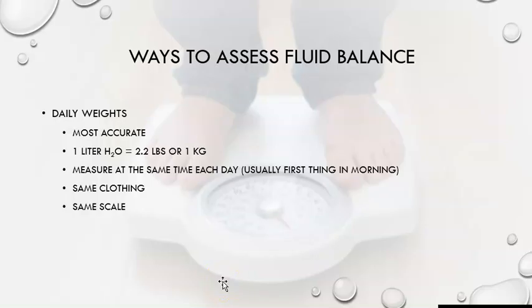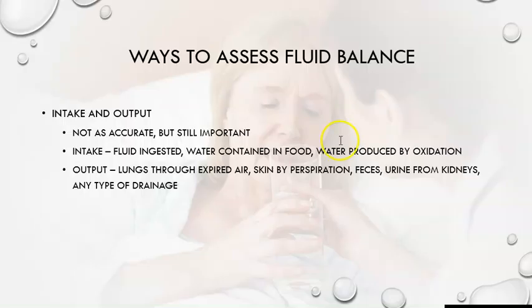So, ways to assess fluid balance. The most accurate way to do so is with daily weights. You want to make sure that you are weighing your patient first thing in the morning after they have emptied their bladder. They want to be in the same amount of clothing. You want to use the same scale each and every time. You want to make sure that you document that. That way you can continue to observe any trends that they might be having.